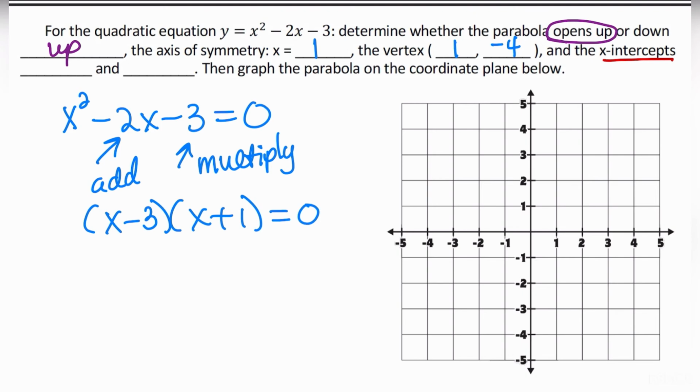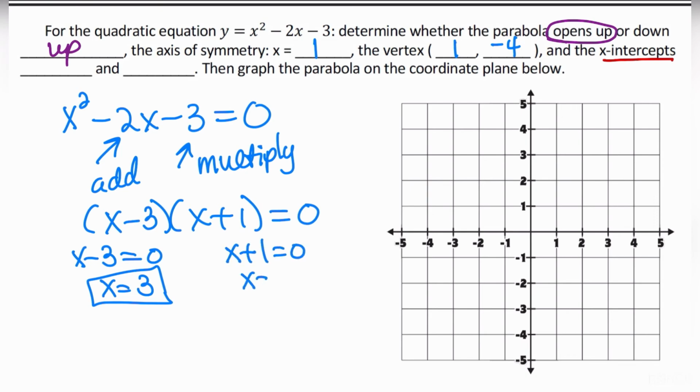By the zero product property, I take each factor and I set it equal to 0 and solve. From here, if I add 3 to both sides, I get x equals 3. And then if x plus 1 equals 0, then x is equal to negative 1. So there go my 2 x-intercepts. So we have the point 3 comma 0 and the point negative 1 comma 0.